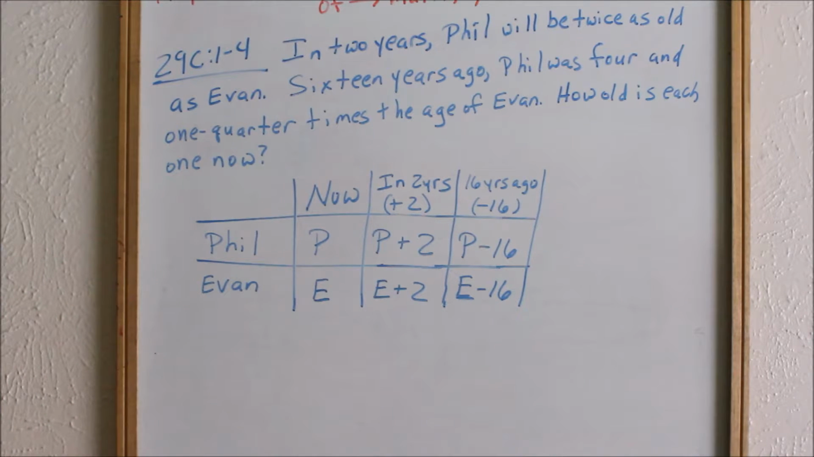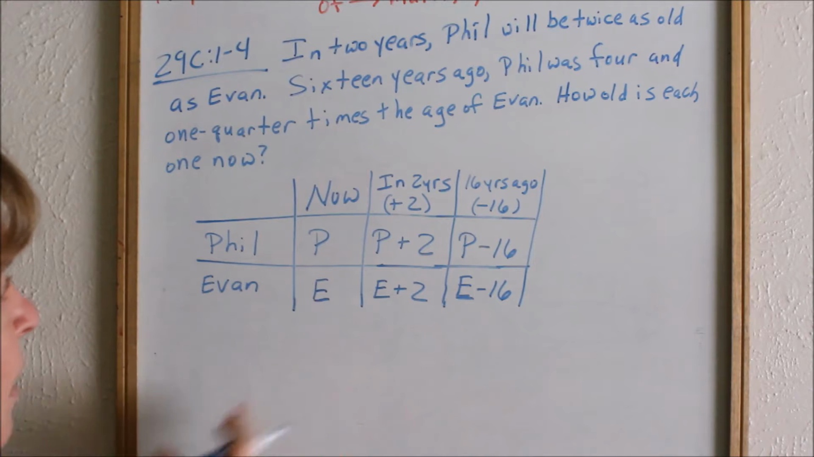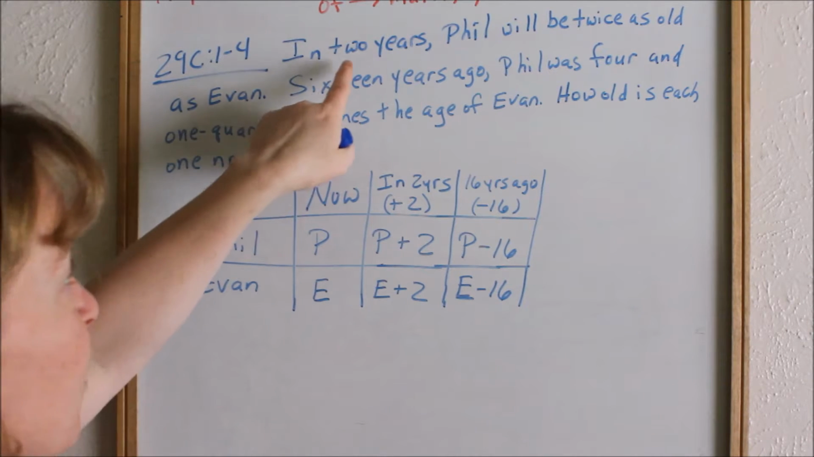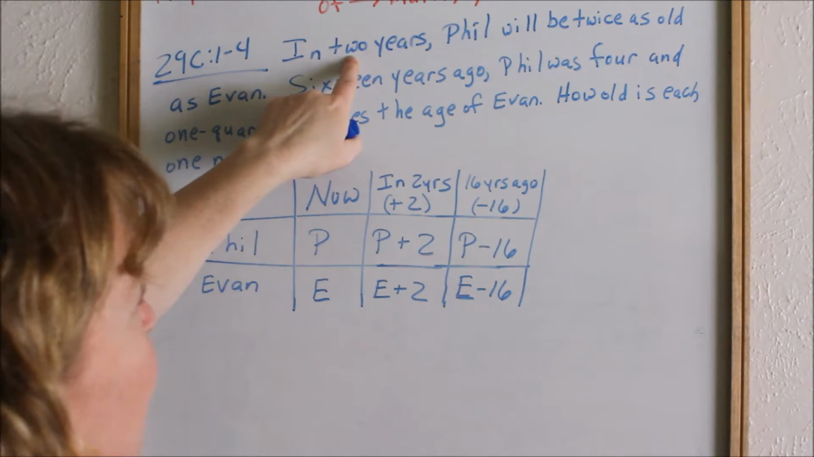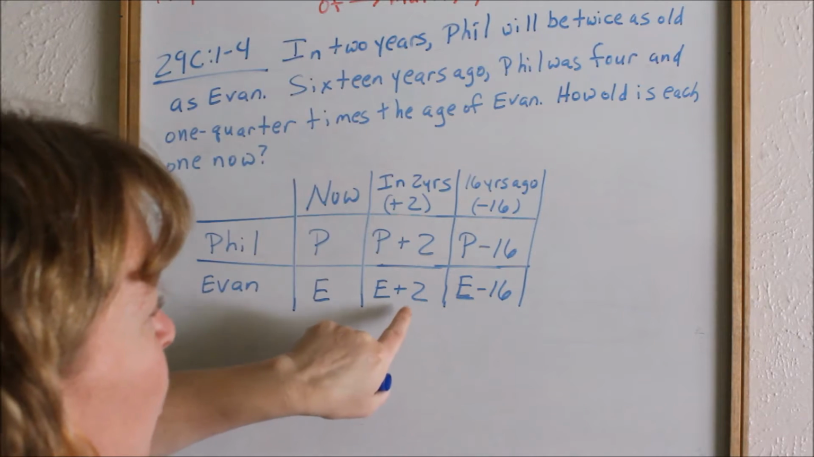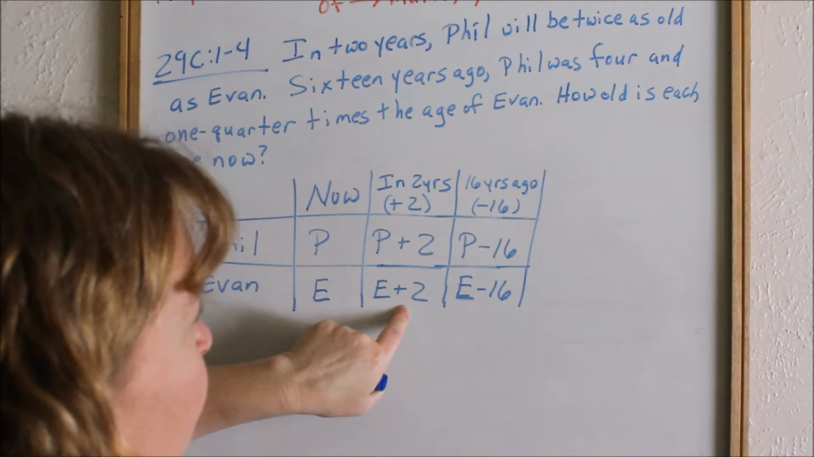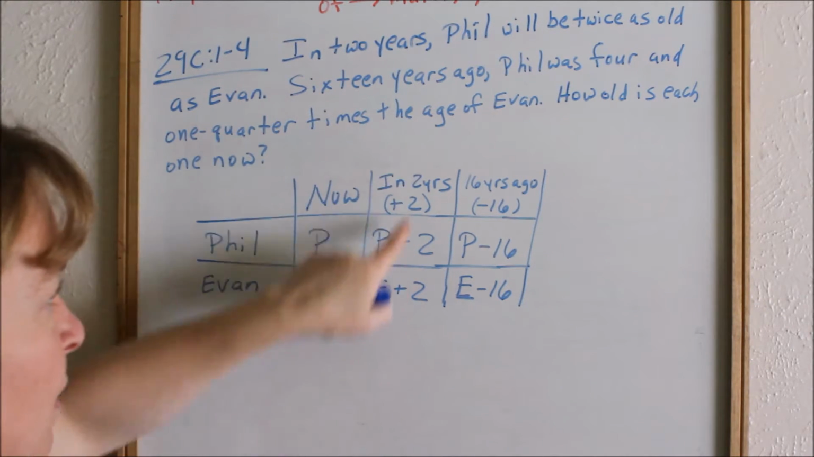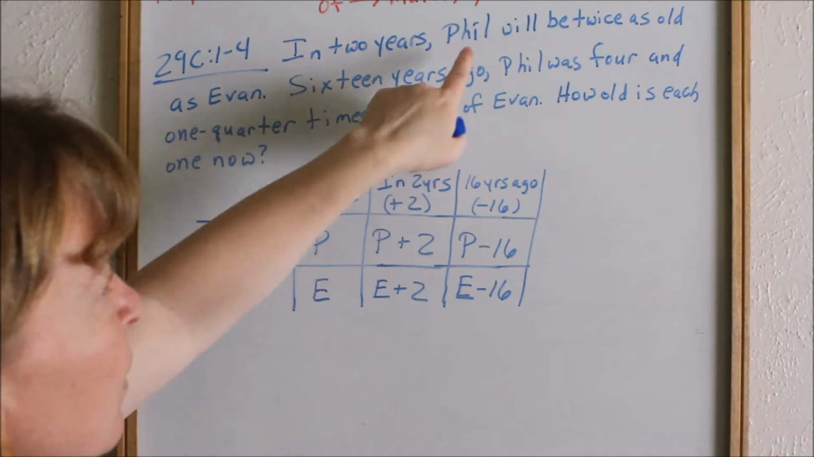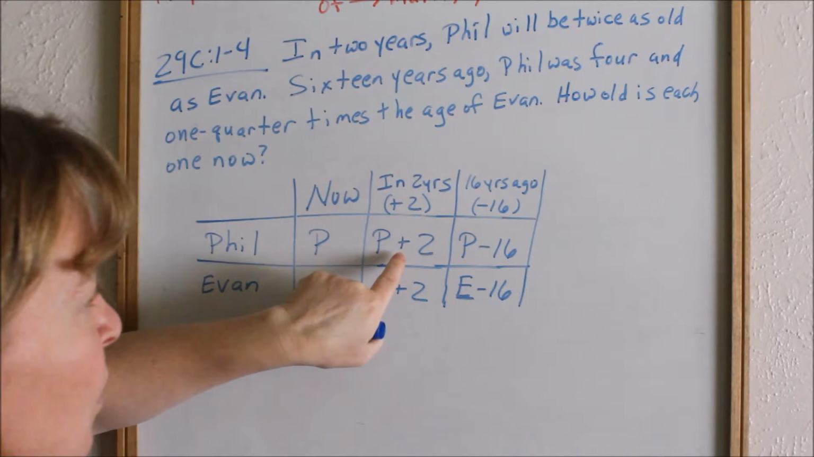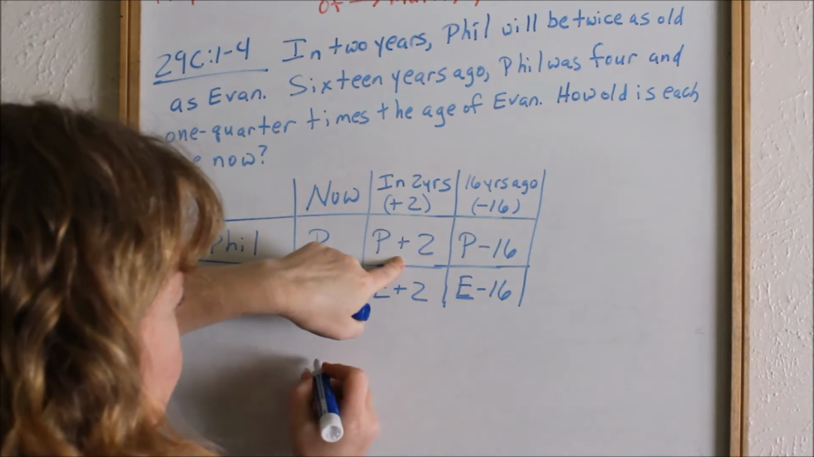Now let's go back to the problem, because then we can use these things to write our equation. This first sentence, in 2 years. So in 2 years, we're going to be using this column here. For everything in this sentence, we're going to be using this column. So in 2 years, Phil. Okay, in 2 years, this is how old Phil is.